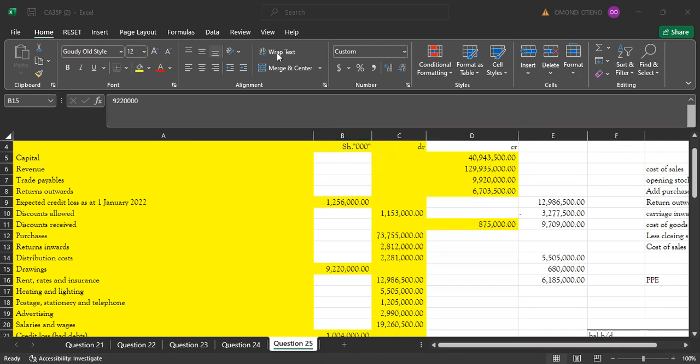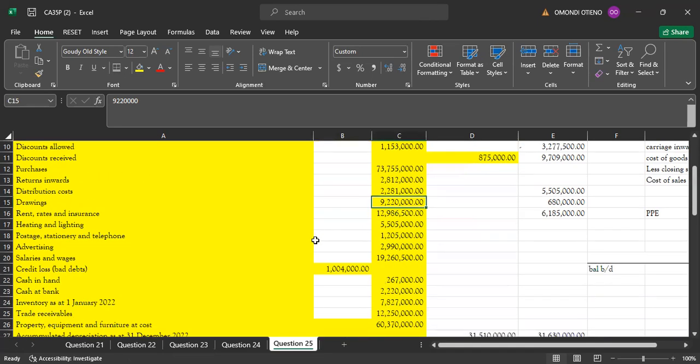How do we deal with the drawings? Are we going to debit or credit? How do we treat drawings? We debit. Drawings we debit. So we have our drawings here, we are going to debit it. Then I have some items remaining here.